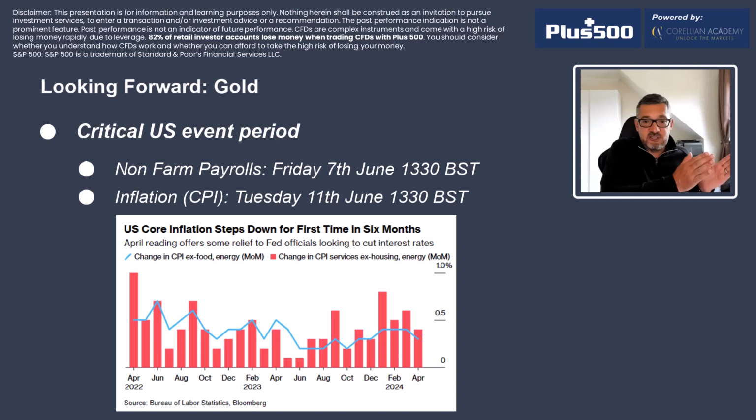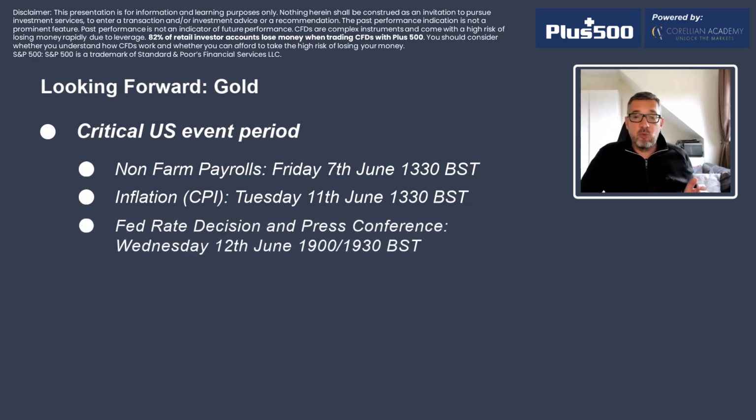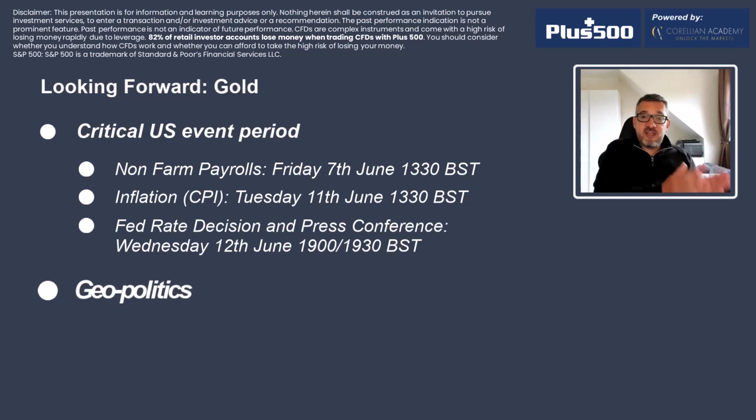Traders are looking for inflation to start to slow again after stronger prints in the previous months of 2024. If inflation has peaked, it opens the way for the Fed to start cutting interest rates. Then on June the 12th, it's the Fed interest rate decision and press conference. At the start of 2024, traders were hoping this would be the meeting that the Fed started to cut interest rates. That now looks unlikely. But gold prices will react to what Fed Chairman Powell says on inflation, the economy, and the likelihood of the Fed cutting in September.